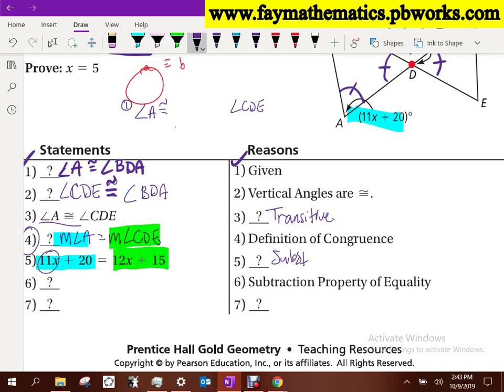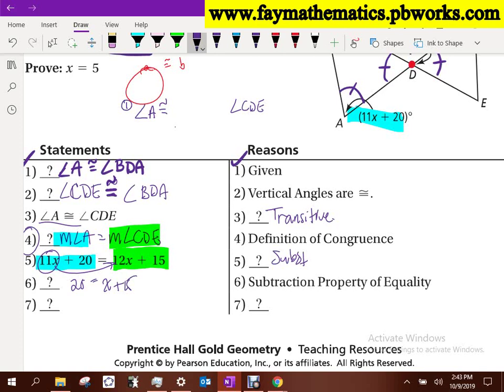Oh, 11x? Okay, there's not a wrong answer here. I can move the 11x over, and that's going to give me 20 equals, what, x plus 15? Anybody move 20 over? So there are 4 different things you could do here. You can move the 11x over and get 20 equals x plus 15.